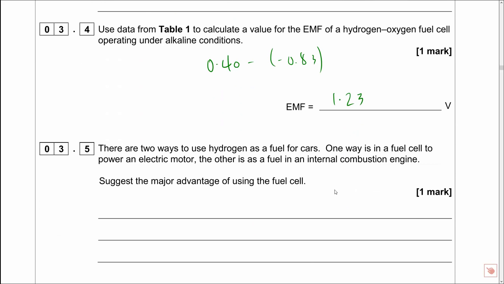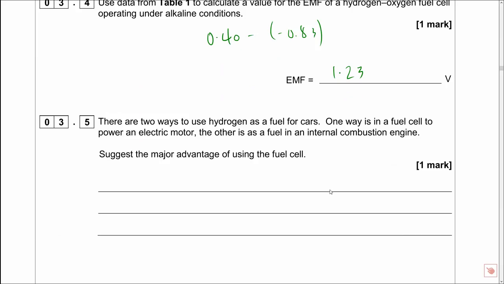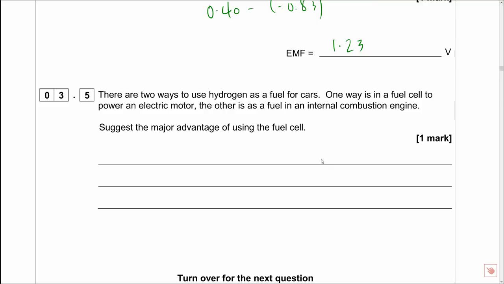One easy mark. There are two ways to use hydrogen as a fuel for cars. One way is in a fuel cell, and the other is as a fuel in an internal combustion engine. So, what's the major advantage of using this?